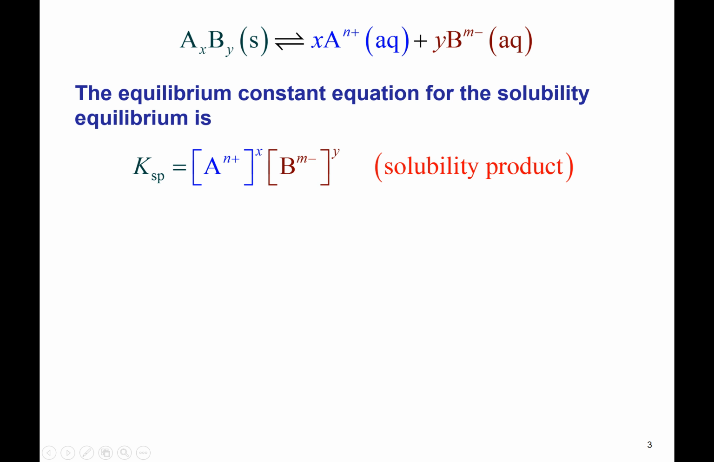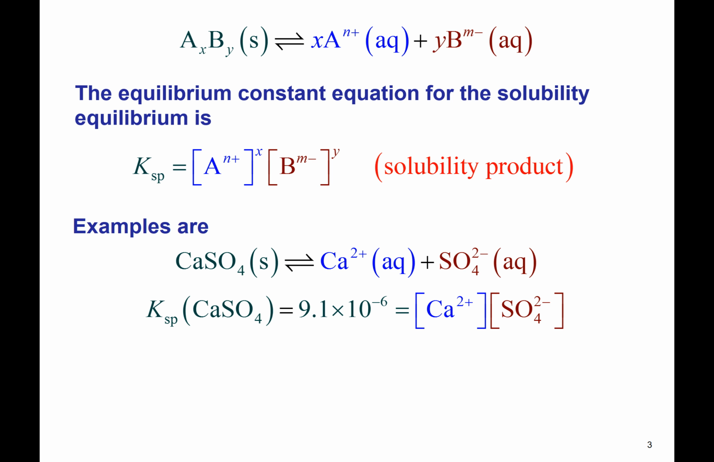So in this reaction in the products we have the ions. So in this case we have the cations A n plus, and they will be raised to the power of the stoichiometric coefficient X, and the concentration of the anions B n minus, raised in this case to the stoichiometric coefficient of the anions Y. Notice that the reactant in this case is a solid, and the solid does not enter in the equilibrium constant expression.